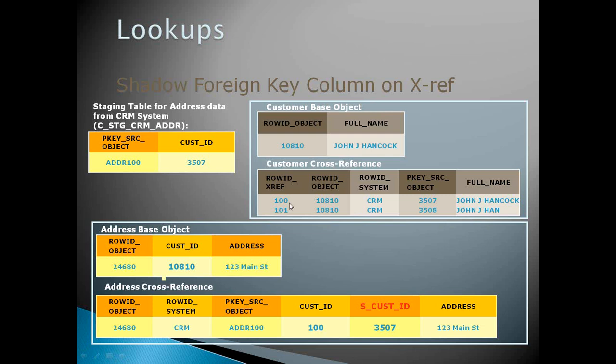So customer is my parent table and now I am going to load my address table. Here you can see that this is a staging table. This staging table belongs to the address table, C underscore stj underscore crm underscore address. So this is a staging table of CRM system for address base object. When we are loading the data here, we will have this foreign key column, like the customer ID or the customer row ID column that we had created yesterday. So this is the foreign key column and this is the PK source object. This is the primary key of the address table.